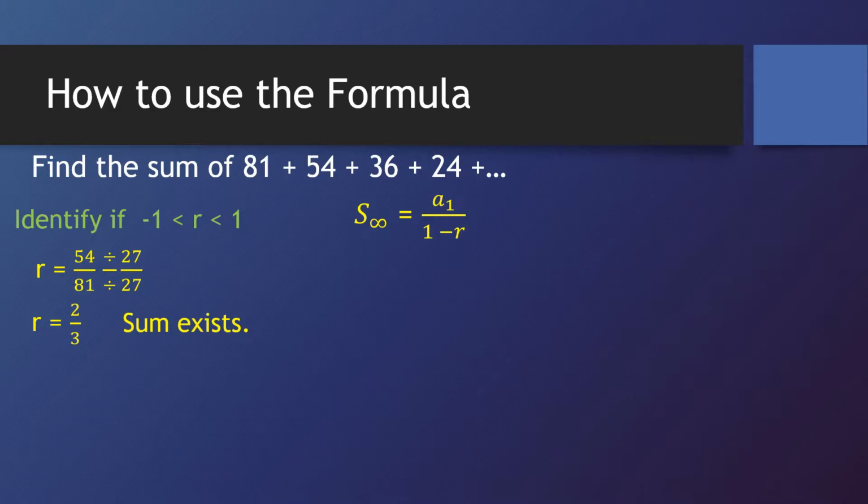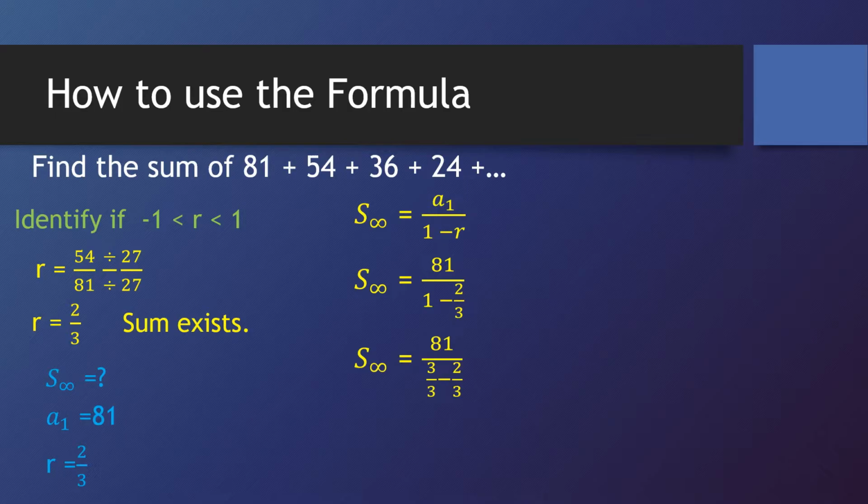Before we can use the formula, we have to identify first the values of our variables. S sub infinity is unknown because that's what we're looking for. A sub 1 is 81 because that is the first term of your geometric sequence. And r is equal to 2/3. After this, we replace the variables in our formula with the values that we obtained. So we will have S sub infinity is equal to 81, replacing A sub 1, all over 1 minus 2/3, replacing r.